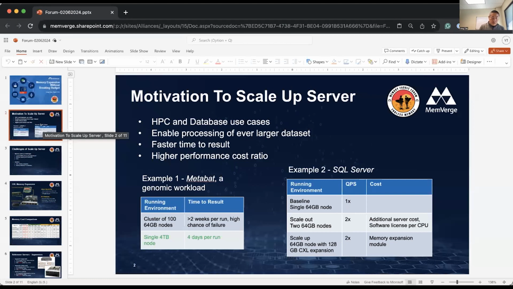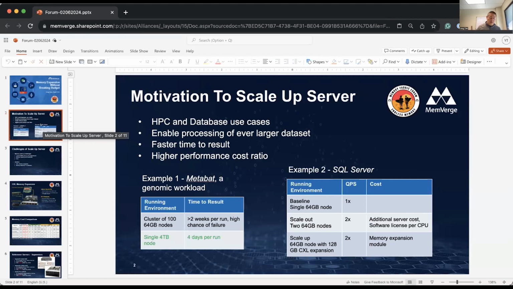Here's an example. This is from the genomics workload MetaBAT, which processes large gene sequencing data. Previously, this is our friend at Lawrence Berkeley Lab, they were using a cluster of 100 nodes, each one with 64 gigabytes. And it was taking more than 2 weeks for an analytic run. And because it's such a large cluster, there's a high chance of a failure in between.